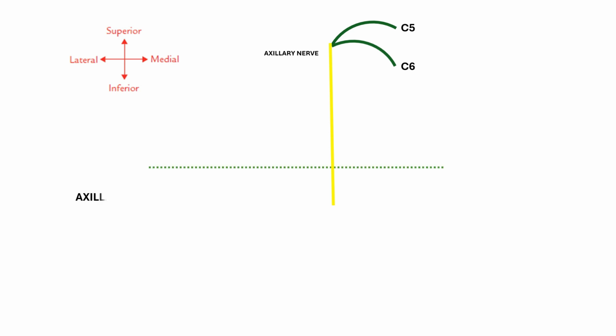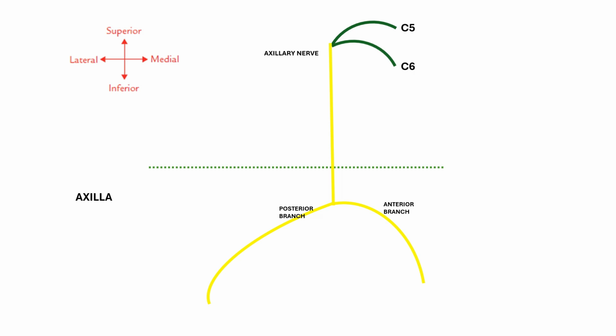Now let's look at the branches of the axillary nerve. So the axillary nerve with the root value of C5 and C6 arises from the posterior cord of the brachial plexus at the lower border of subscapularis, and it passes through the quadrangular space along with the posterior circumflex humeral artery. So there it will be intimately related to the surgical neck of the humerus. Then it passes laterally and deep to the deltoid muscle. It divides into an anterior and a posterior branch.